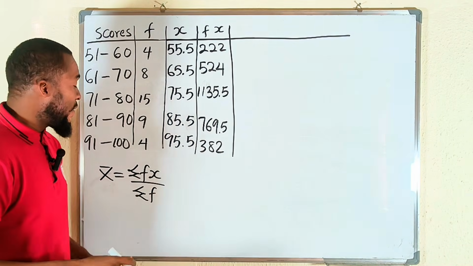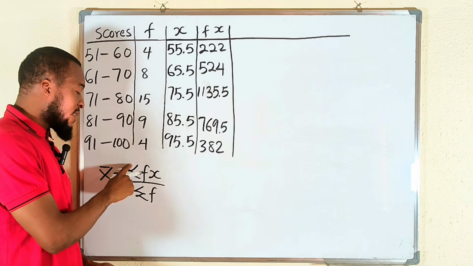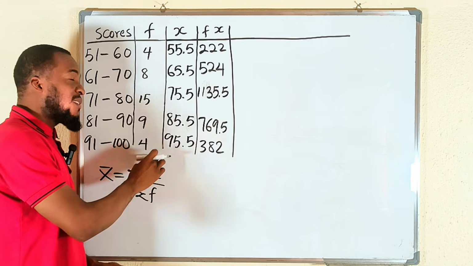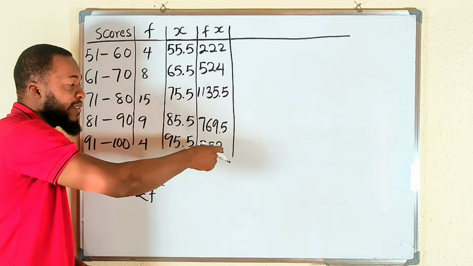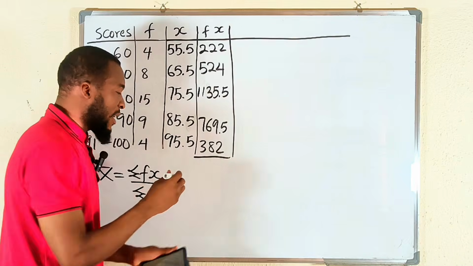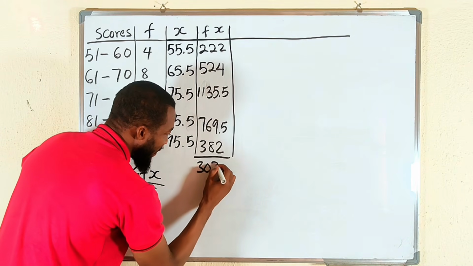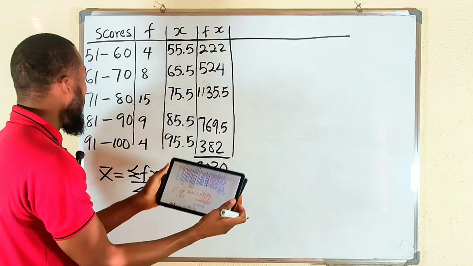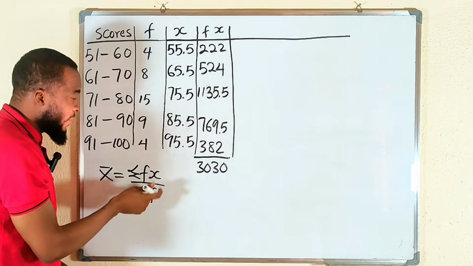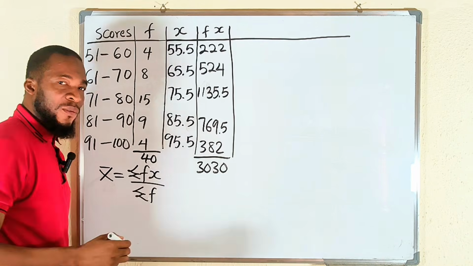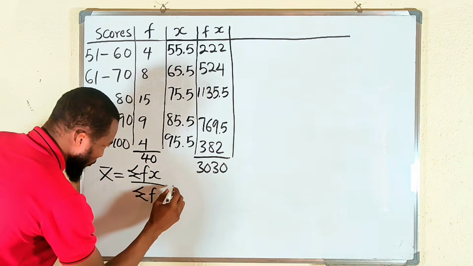The next thing to do is to find the summation. When you see this sigma notation, it implies sum of all f(x)'s. These are the f(x)'s. Add them all together. If you add them all together, you're going to get 3030. I have computed everything. You can see that here. Then summation of f, if you add all of this together, you're going to get 40.